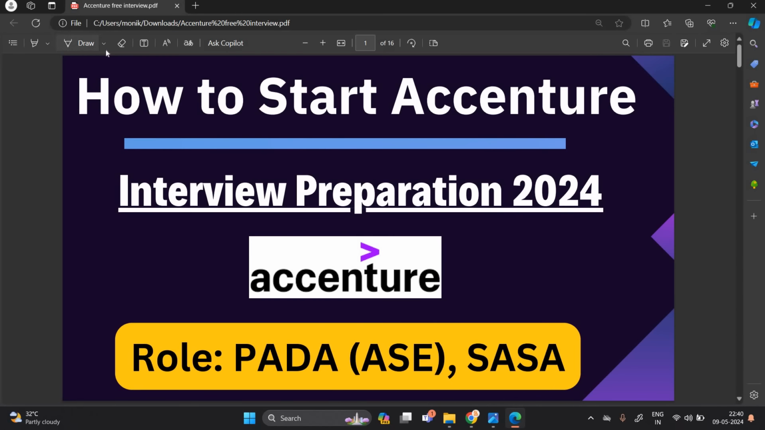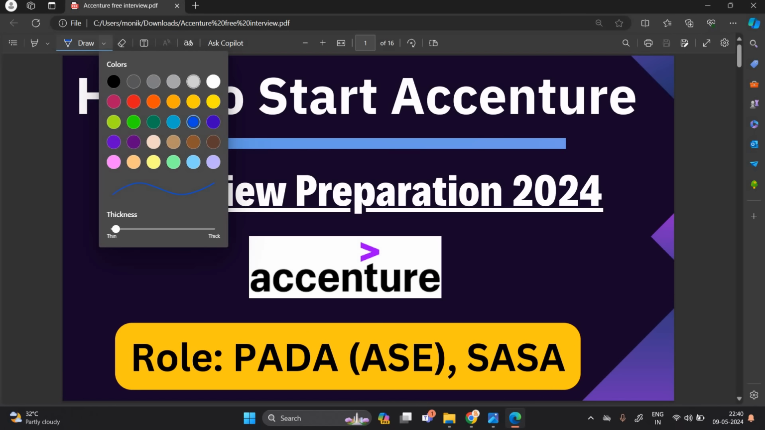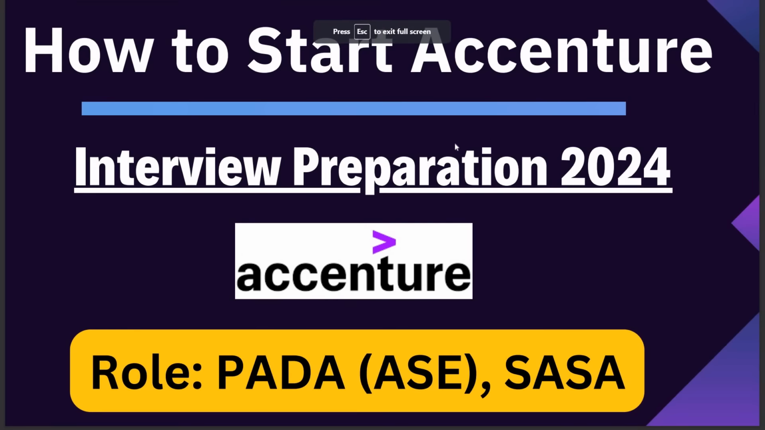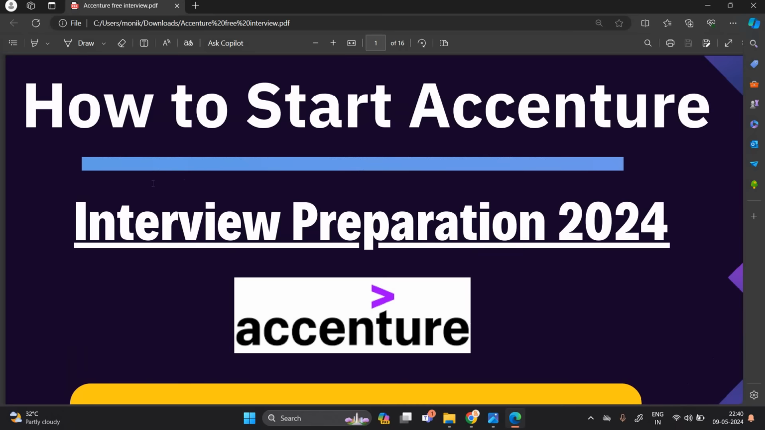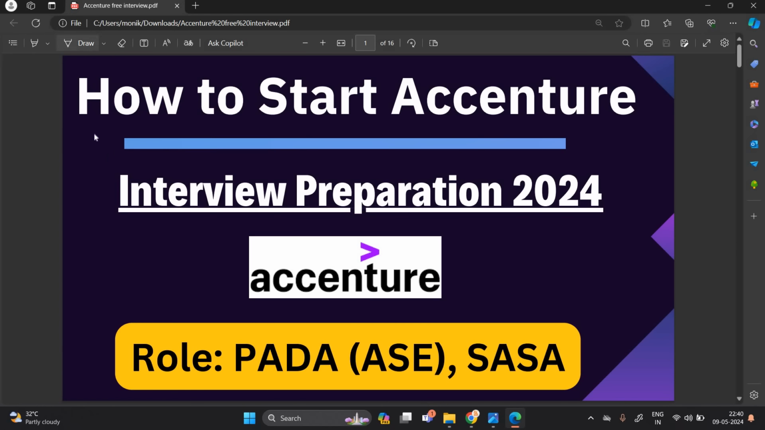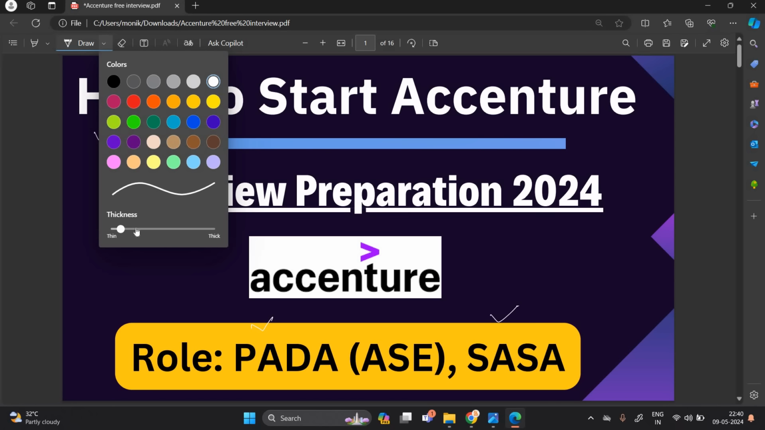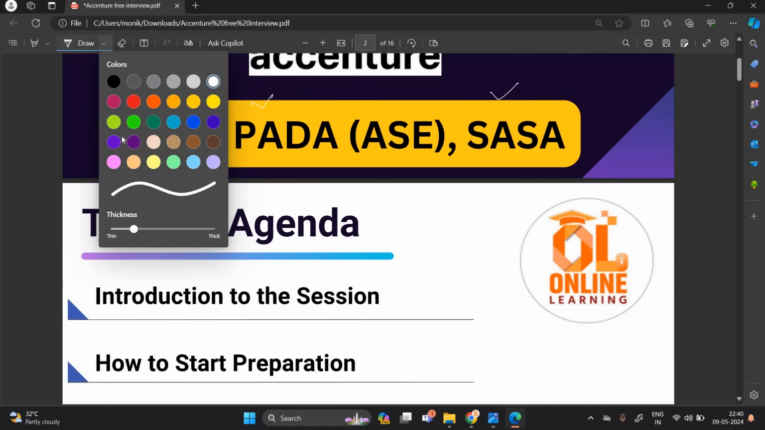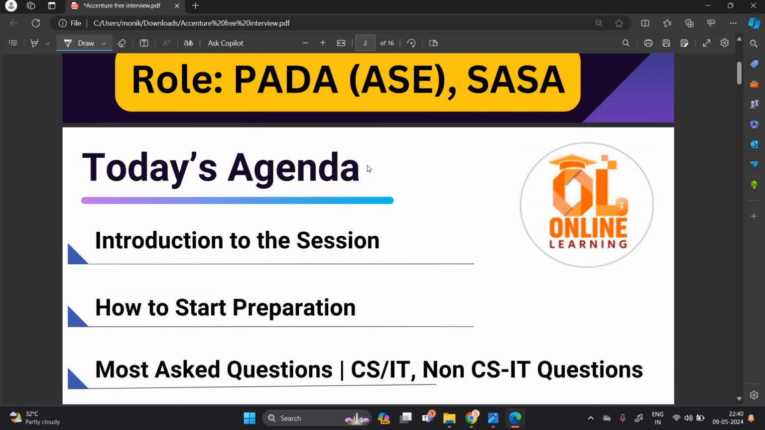Okay, first of all, I have to select a pen. So basically, how to start Accenture interview preparation. The Accenture interview preparation is for the Package App Development Associate role and the System Application Service Associate role. Okay guys, let's move on to our second part, the introduction to the session.